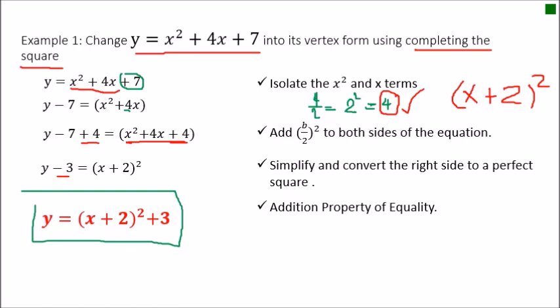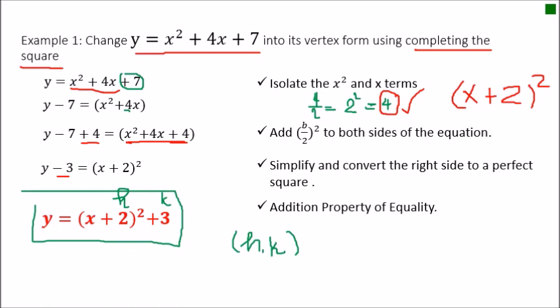So, naka-vertex form na to ngayon. So, yung plus 2 natin dito, this is your h. And then, yung 3 natin, this is your k. Okay? So, ibig sabihin, ang magiging vertex nito, yung vertex natin is hk.